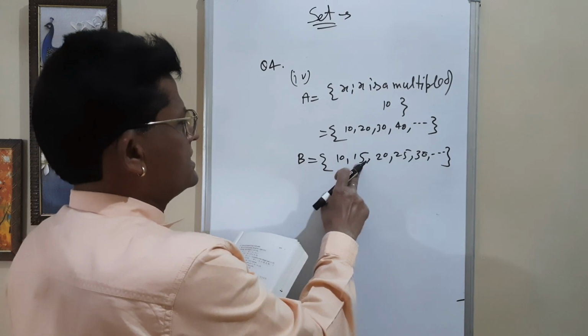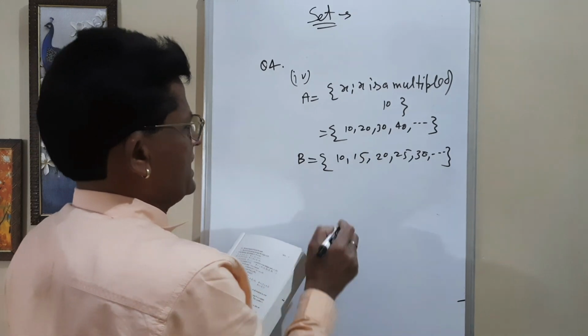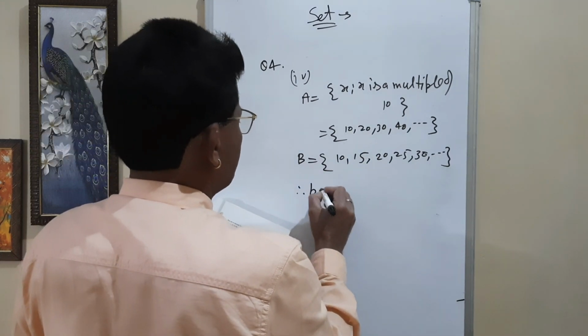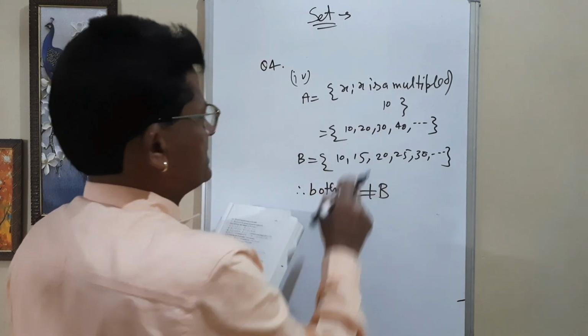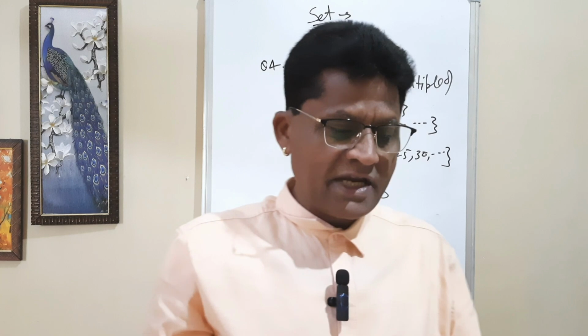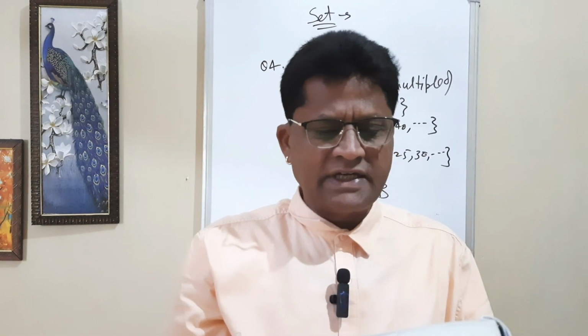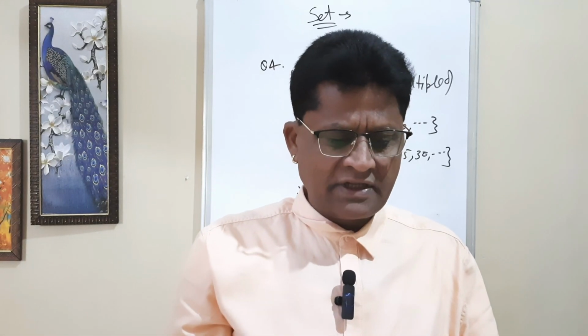10, 20, here it is 15. 15 is not a multiple of 10. That is why both sets, meaning A does not equal B. These are not equal sets. Okay? Very important things I am discussing with you. That is why you must see carefully.